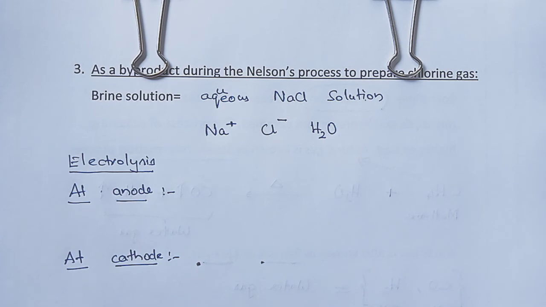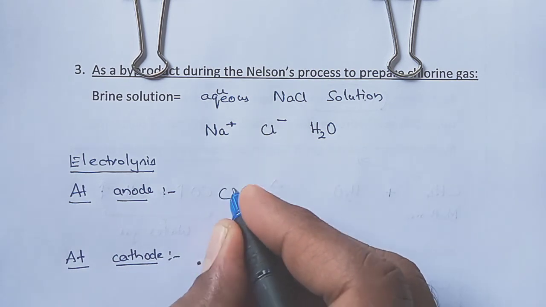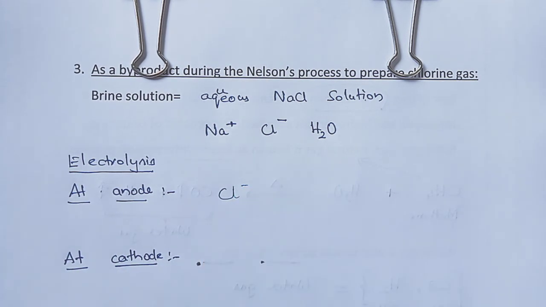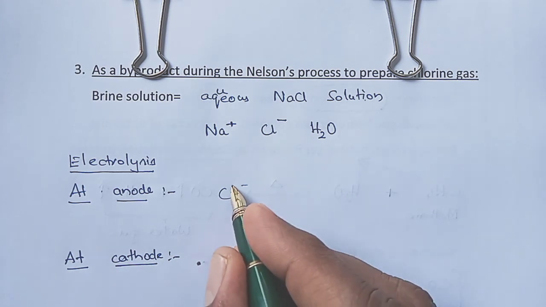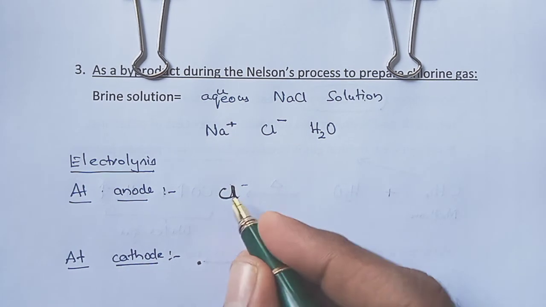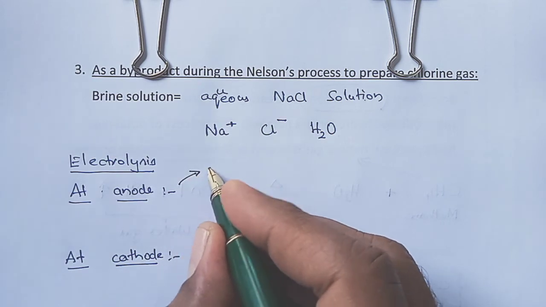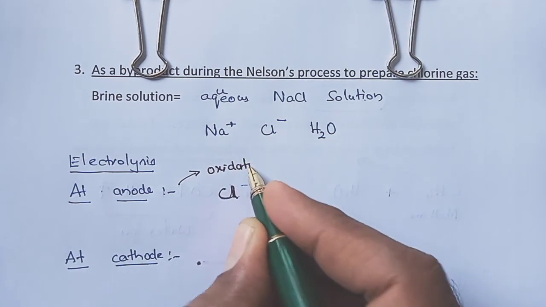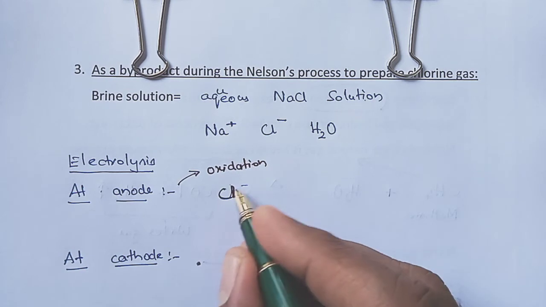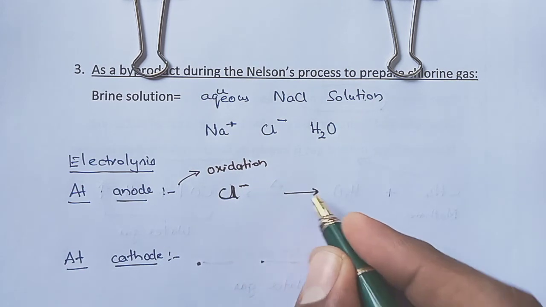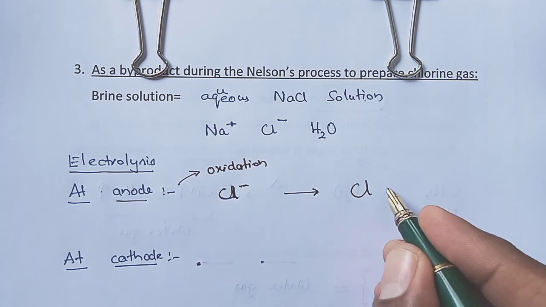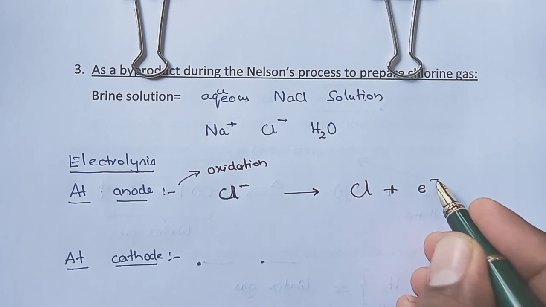Anode is the positive electrode. Towards the anode the negative ions get attracted. Here Cl minus is the negative ion. It got attracted towards the anode. We know that at the anode oxidation will occur. So Cl minus will get oxidized into Cl by the loss of one electron.